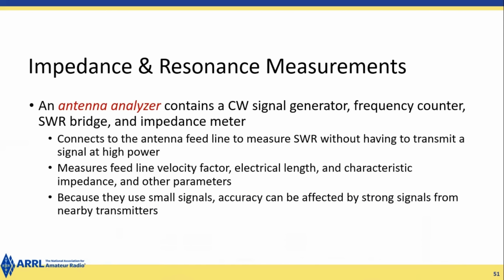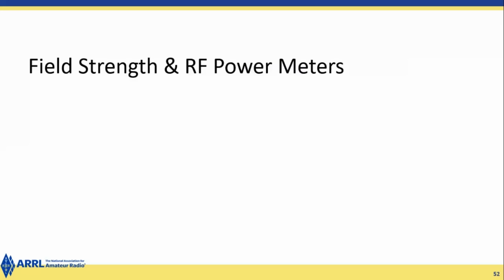Because they use small signals, accuracy can be affected by strong signals from nearby transmitters. So you have to be careful, if somebody is transmitting nearby, they can maybe affect your reading, but it doesn't happen much. But an antenna analyzer is a nice piece of equipment to have around the shack.